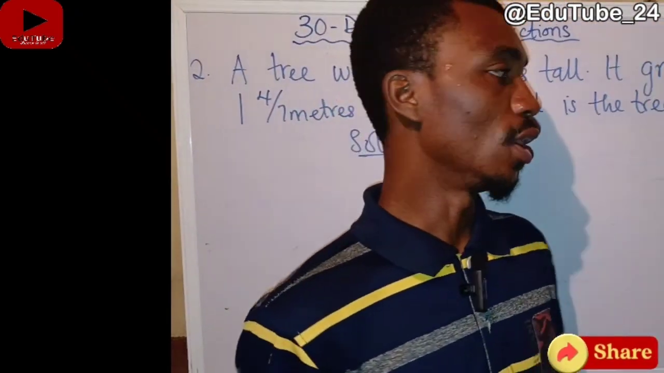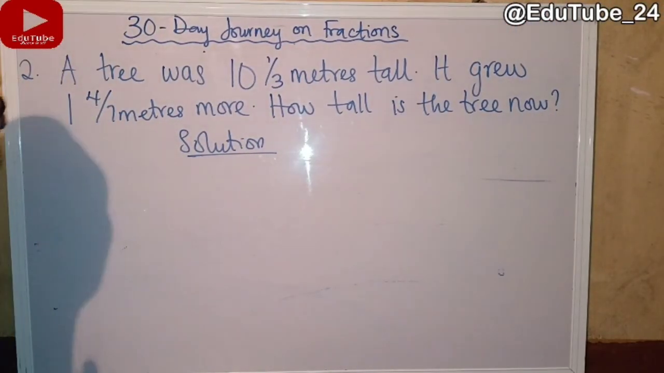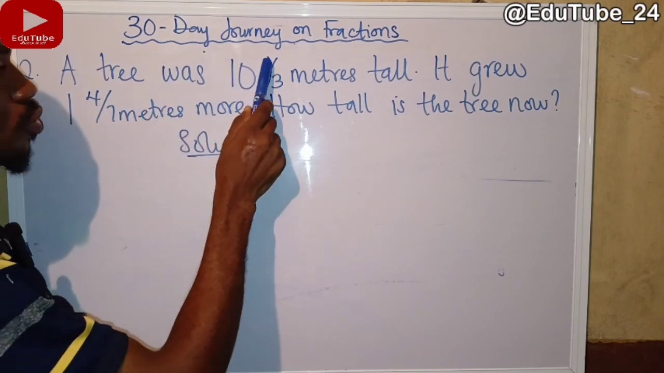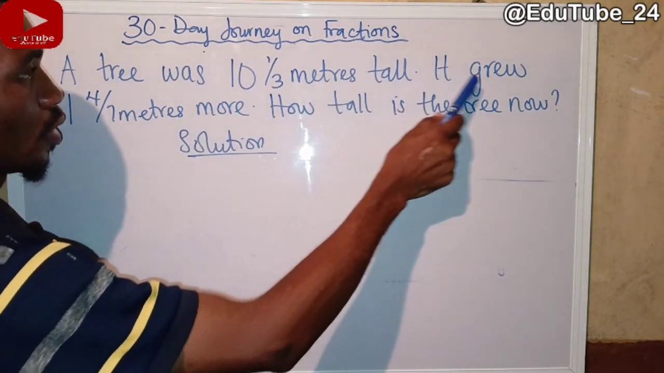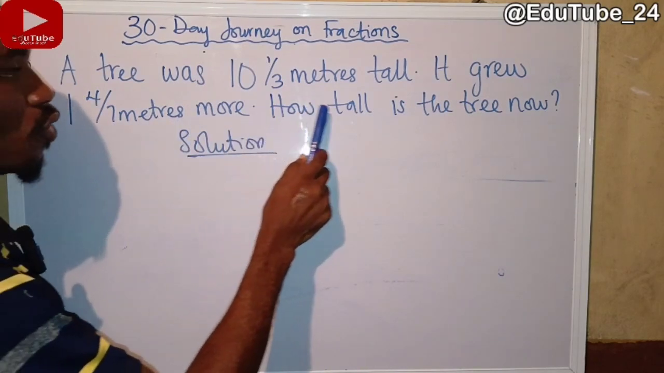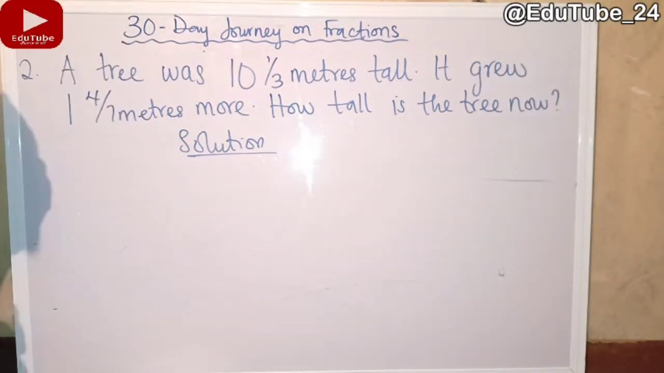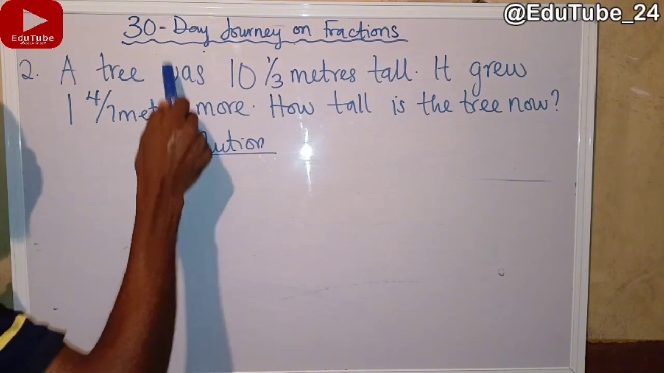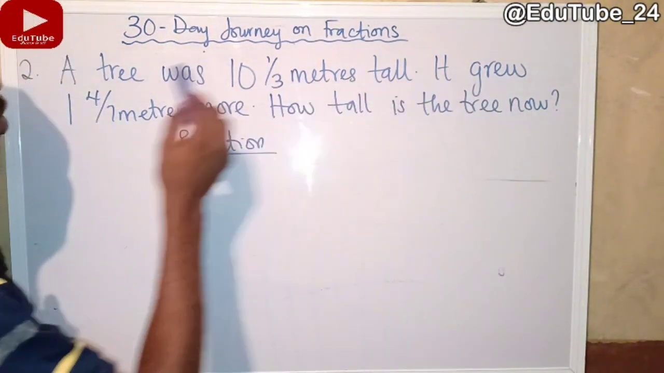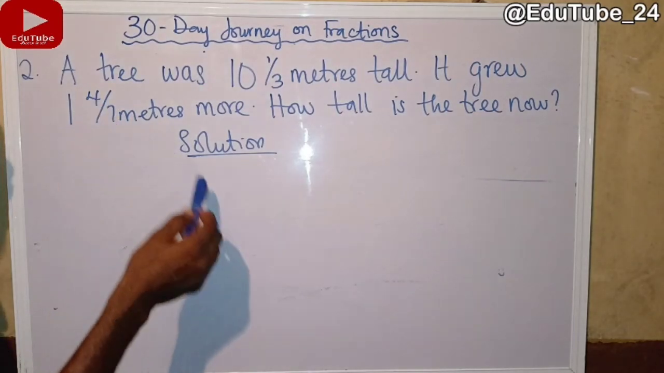Now let's proceed on to question number 2. Question number 2 says: A tree was 10 and 1 over 3 meters tall. It grew 1 and 4 over 7 meters more. How tall is the tree now? Now, how do we interpret this? The tree was 10 and 1 over 3 meters tall. And then later on, it grew 1 and 4 over 7 meters.